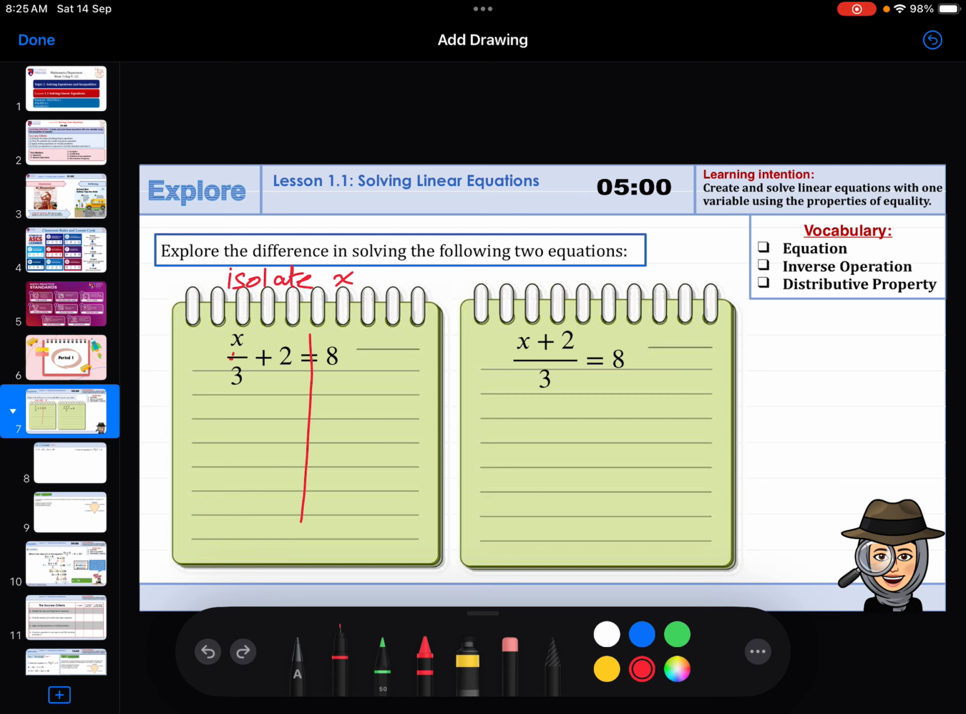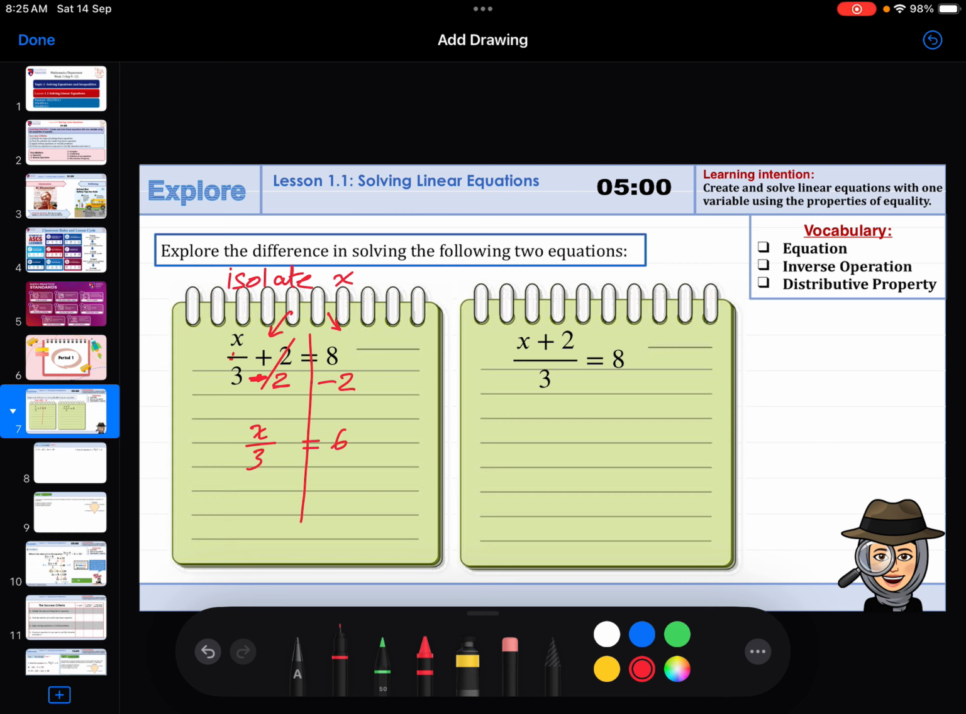So I have to cancel the addition of 2, which is the term that is far away from x. In order to do that, I need to use an inverse operation. The inverse of addition is subtraction of 2. And because it's equality, whatever you have to do on one side, you have to do on the other side, okay? Now the 2 is cancelled. I have x over 3 left equals 8 minus 2, which is 6.